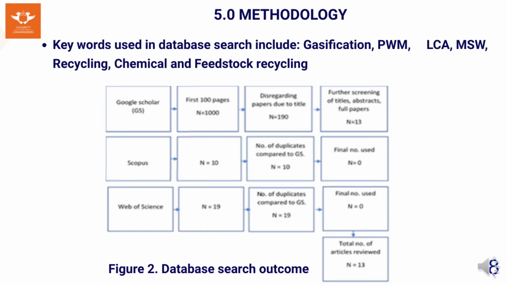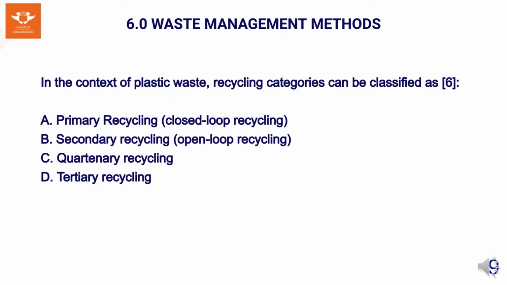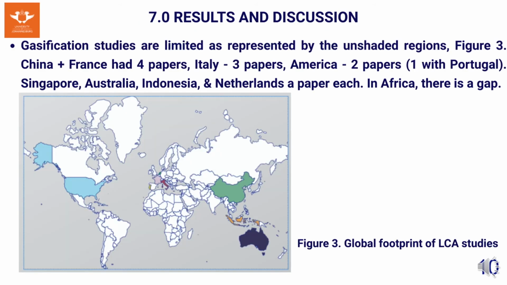Methodology. Keywords used included gasification, chemical and feedstock recycling. The database search yielded 13 articles which were reviewed. Waste management methods. In the context of plastic waste, recycling categories can be classified as primary recycling or closed loop, secondary recycling or open loop, quaternary recycling, which is incineration with energy recovery, tertiary recycling, which is pyrolysis or gasification.